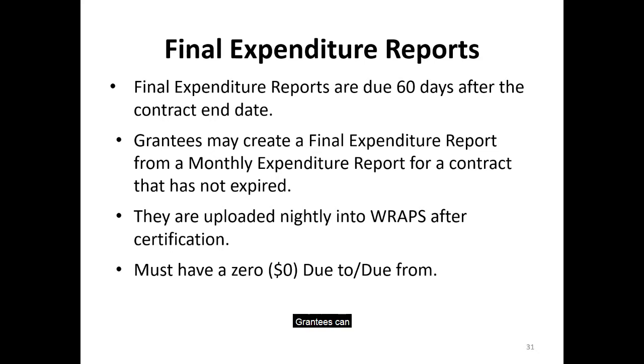Grantees can change a monthly report to a final if they've spent the full contract or have another reason to close it out. Just keep in mind that when you do change your monthly to a final, you'll need to make sure that that due to, due from is 0, meaning that what you've reported spent and what you've drawn cash are the same. And you'll also have to be prepared to go ahead and process the contract closeout package at the same time. Final reports, once they're certified, same with revised finals, are uploaded nightly into our accounting system.